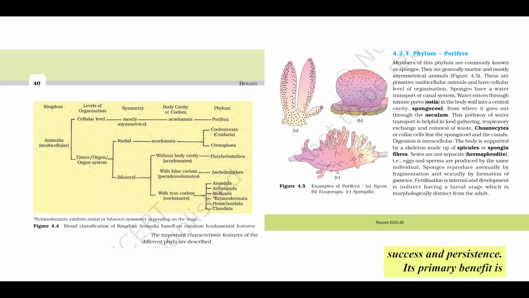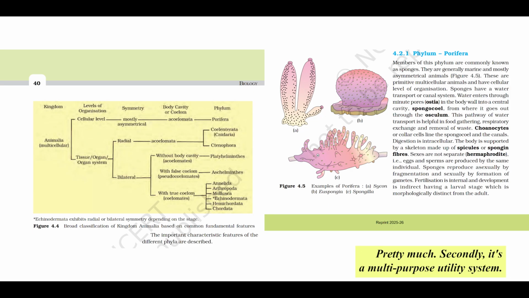Its primary benefit is highly efficient filter feeding. The continuous water flow through thousands of ostia, driven by those choanocytes, brings a constant supply of microscopic food particles directly to the cells that can phagocytose them. This passive feeding strategy is very energy efficient for a sessile animal. So food just comes to them.